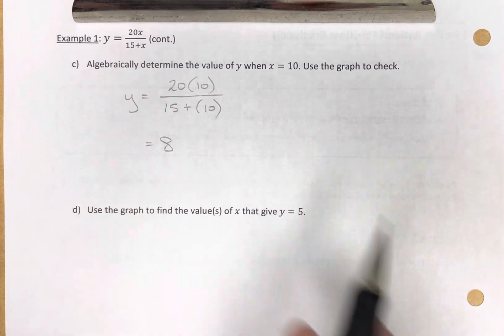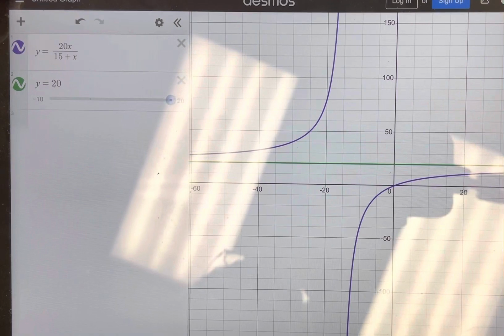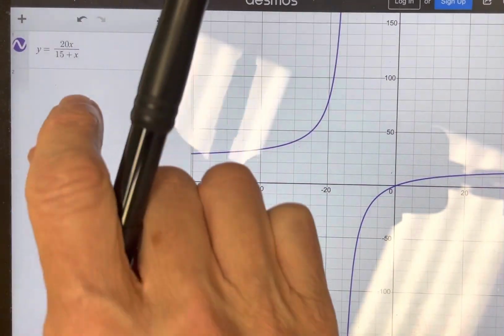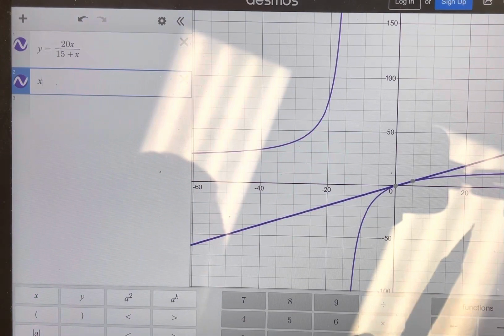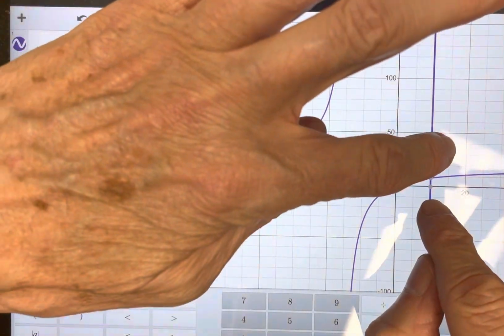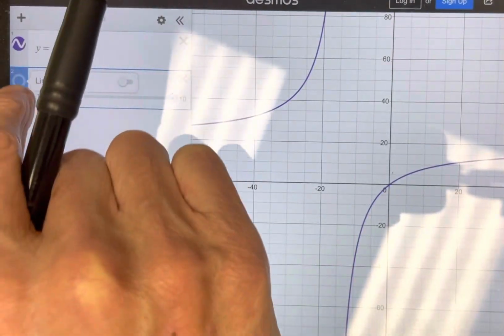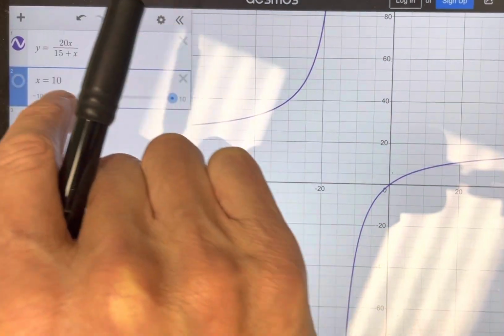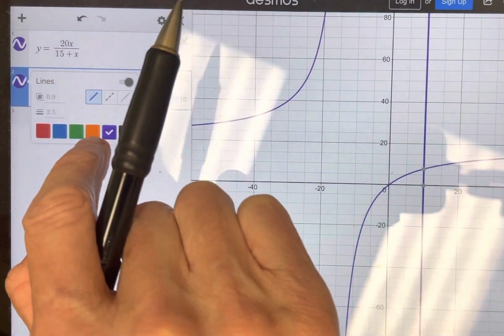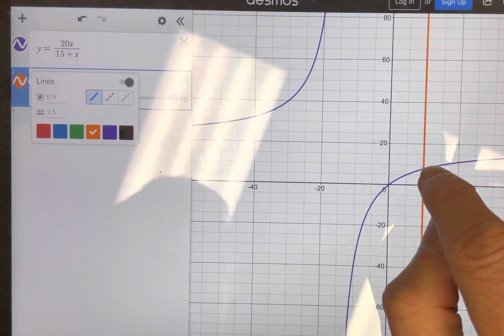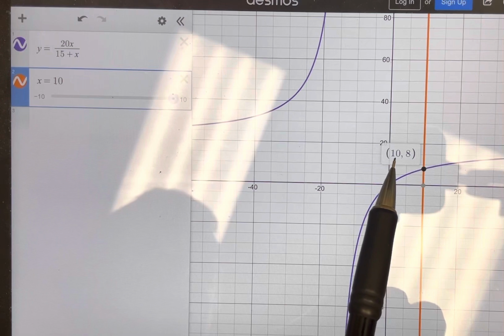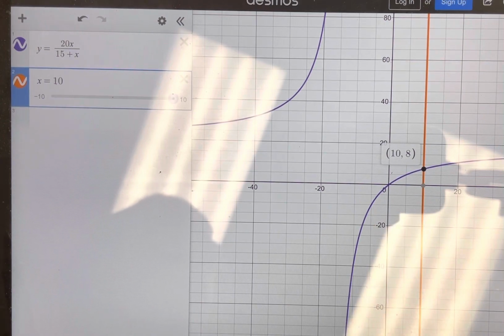Let's use the graph to check when x is 10. Go back to my graph. There's the y equals, and let's put in x is 10. And right there we have the intersection. Right there's where they intersect. Let's change the color to orange. Where do they intersect? They intersect right there. When x is 10, y is 8. Correct. There's your intersection method to check that answer.